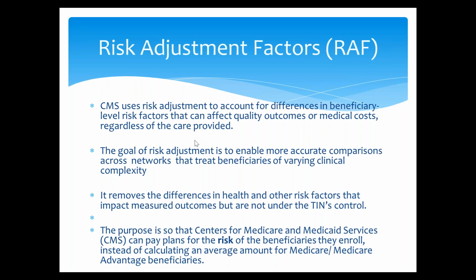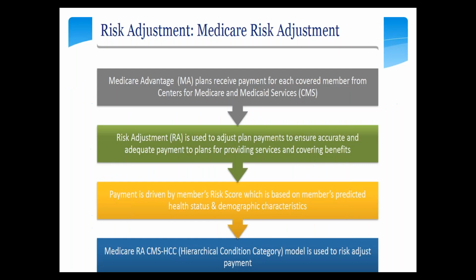So it removes the differences in health and other risk factors that impact measured outcomes but are not under the TIN or the provider's control. So the purpose is that CMS can pay the Medicare Advantage plans for the risk of the beneficiaries they enroll instead of calculating an average amount.